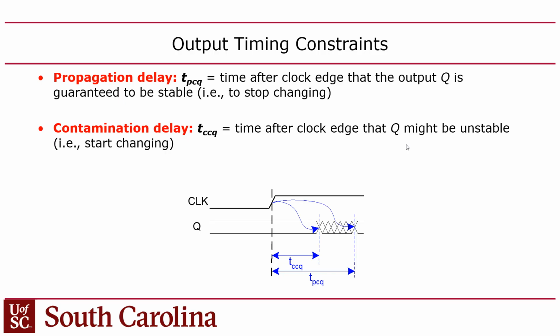That's called t_pcq. This is propagation, I don't know what the C stands for. t_pcq, that's the propagation delay of the flip-flop, right? Likewise, the flip-flop also has its own contamination delay, which is t_ccq. Okay? So you just have to recognize that t_pcq and t_ccq are the propagation and contamination delays of a flip-flop.